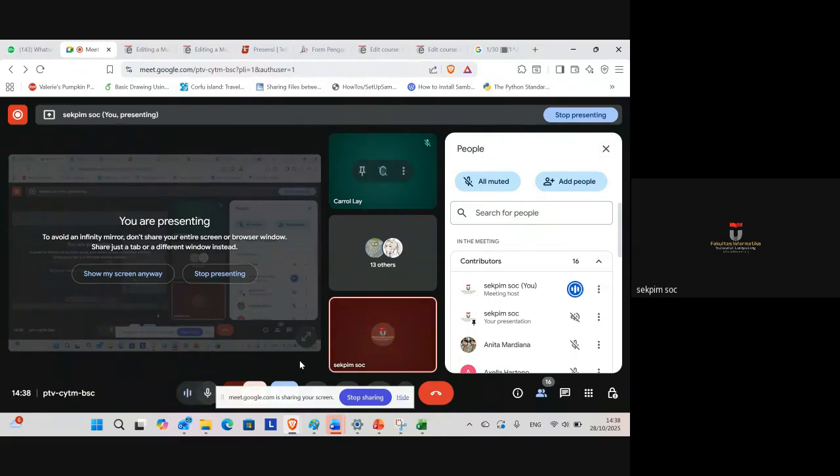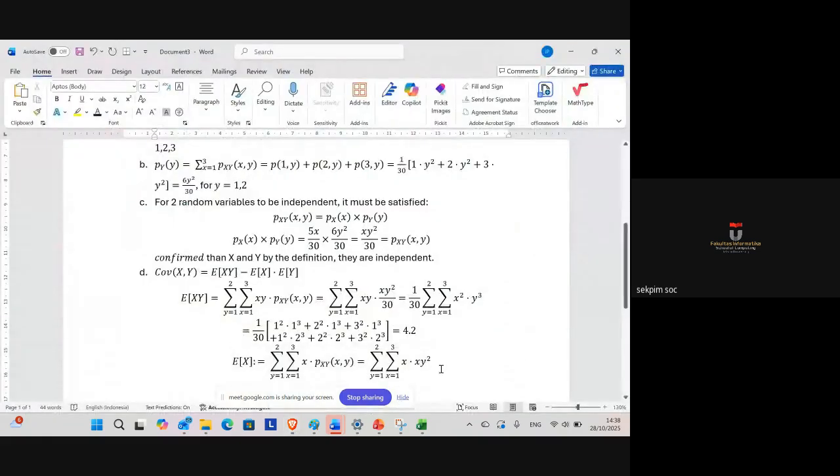Okay, so we get this one, right? So the expectation of x, this one, right? I forgot where... okay, so this one is divided by 30, right? Oh no, divided by 30 here, right? Here.